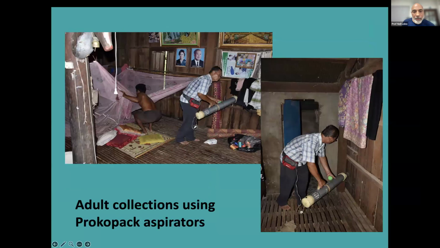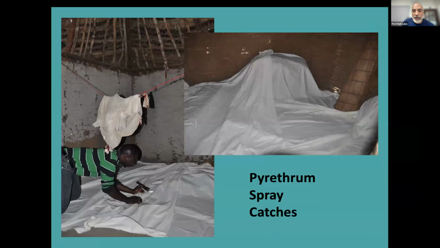So here is an example picture of Prokopack collections that are happening with a much larger Prokopack machine. Thank you, Leo, for these pictures as well. Here's a pyrethrum spray catch picture. You can see we have covered the inside structures, the beds, the chairs, everything with these white sheets. And over here, he's looking for mosquitoes that might have fallen on the white sheets after spraying insecticide in the room.